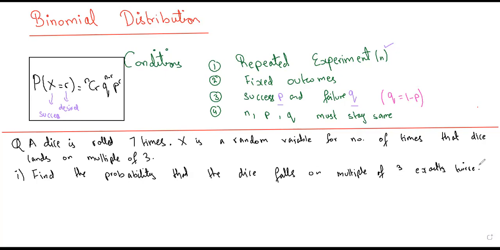Let's understand the question. So forget about everything. Let's start reading the question. It says a dice is rolled 7 times. X is a random variable for number of times that dice lands on a multiple of 3. So when they're saying multiple of 3, in case of a dice, how many numbers are multiples of 3?